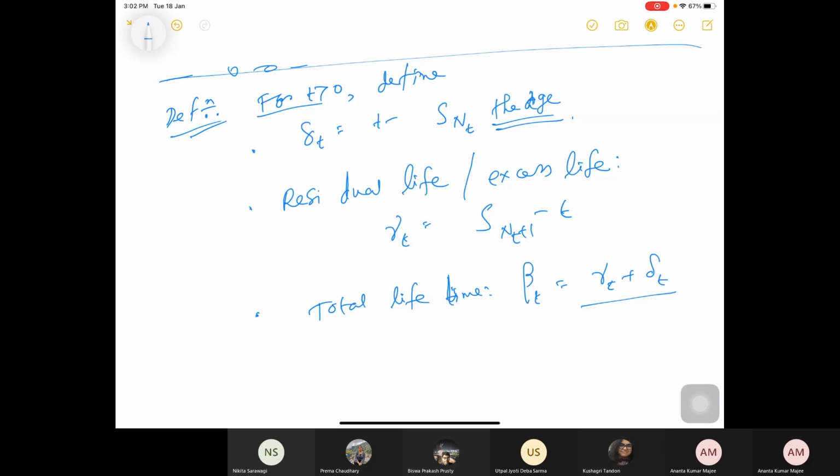So using these renewal theorems, we try to look at the limiting distributions of delta(t), gamma(t), and hence beta(t). And then we try to look at some examples, in particular for the Poisson process case, because already we know that the Poisson process is a renewal process, and we try to find what the total lifetime and the residual or excess lifetime will be for the Poisson process case, and so on.